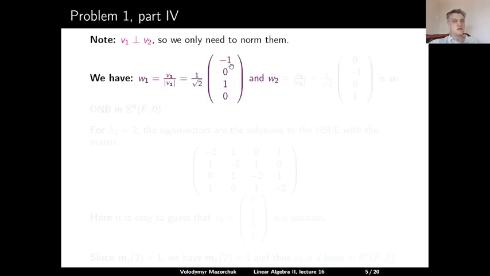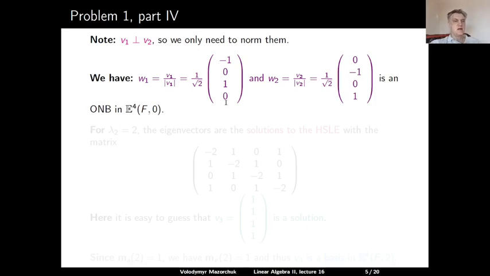The vector v1 is minus 1, 0, 1, 0. Its length is square root of 2. So w1 is 1 divided by the square root of 2 times minus 1, 0, 1, 0. Similarly, w2 is v2 divided by the length of v2. v2 is 0, minus 1, 0, 1. The length is the root of 2. So w2 is 1 divided by the root of 2, 0, minus 1, 0, 1. And the vectors w1 and w2 form an orthonormal basis in the eigenspace for f corresponding to the eigenvalue 0.